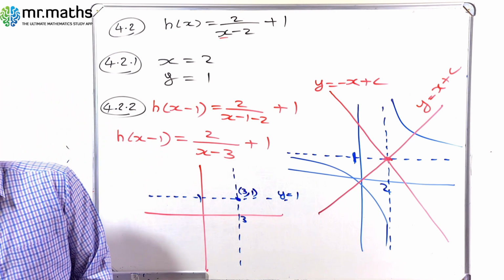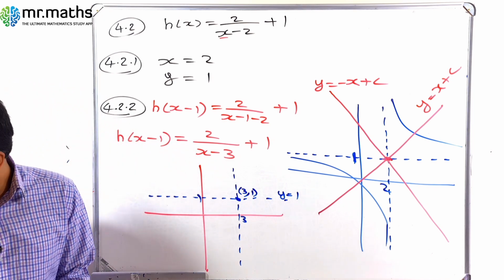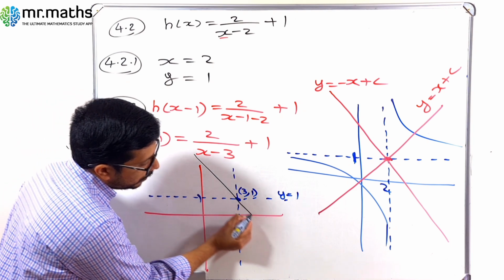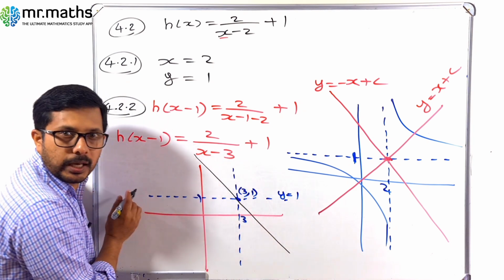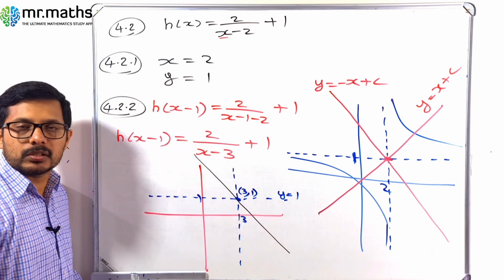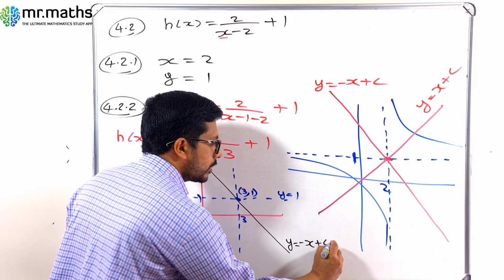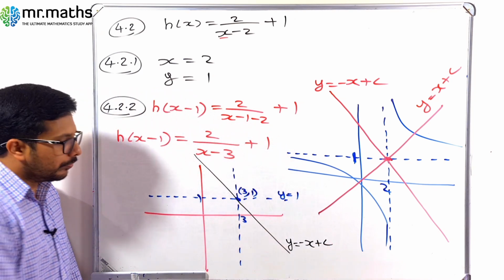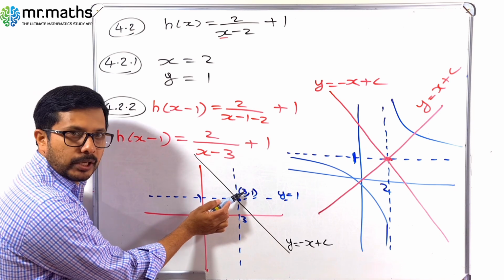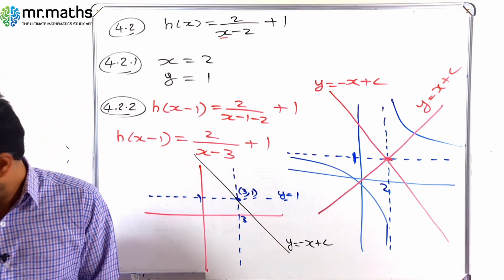They want to know the equation of the decreasing axis of symmetry. Decreasing means like this. They want the equation of the decreasing axis of symmetry passing through this intersecting point of these asymptotes. What is the general equation? Y is equal to minus x plus c. We know at this point the x value is 3 and the y value is 1, so substitute that point.